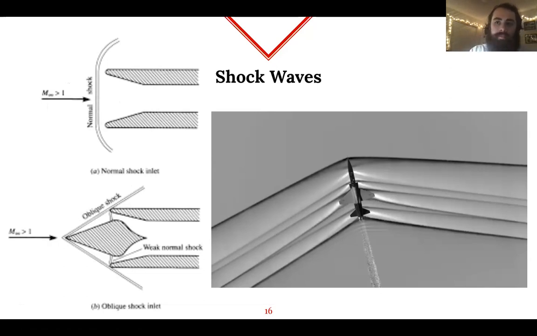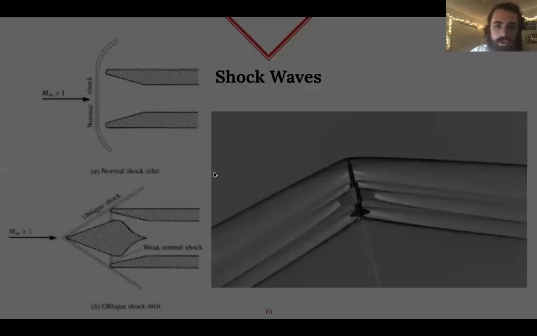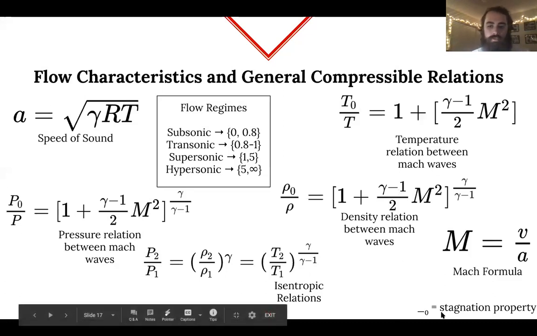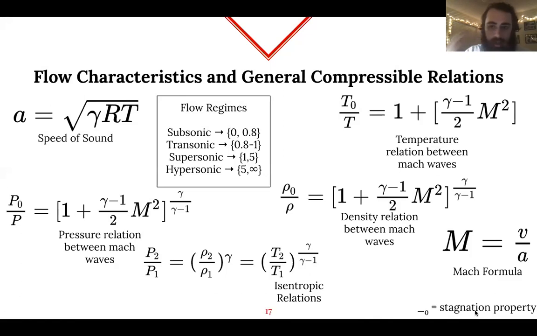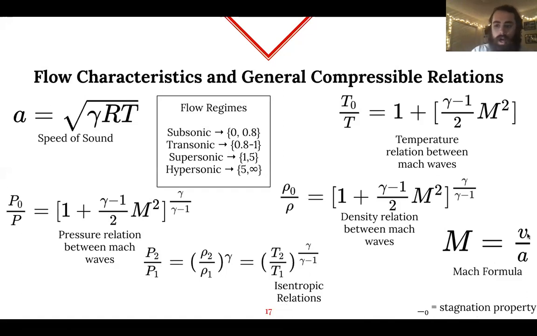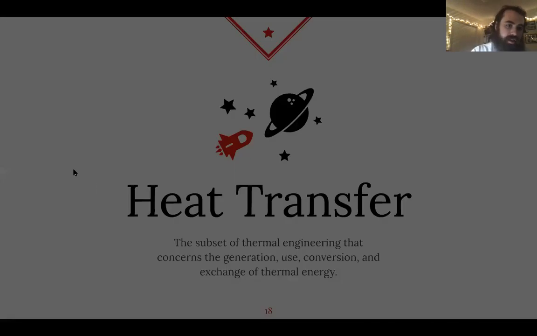This is really important because we need to be able to calculate what's going on behind the shock wave and in front of the shock wave. As you can see here, this is just a large mess of flow characteristics and general compressible relations. Going in specific order here, down here is our Mach formula. This is the Mach number. It's the velocity of your fluid or your object over A. A is the speed of sound.